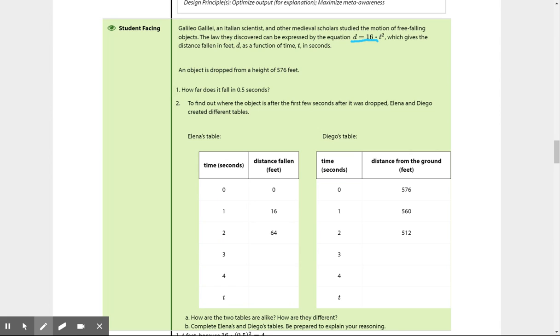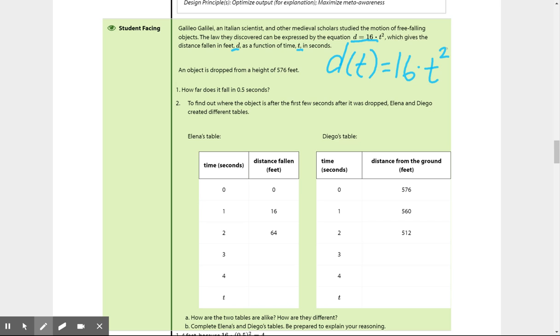And this gives the distance fallen in feet, which we're going to call d, the distance, as a function of time, t. So that's why in the previous one I wrote mine like this, because the distance is dependent on the time. Again, I'll repeat that. The distance that we've fallen is dependent on the time that has passed since the object is falling.